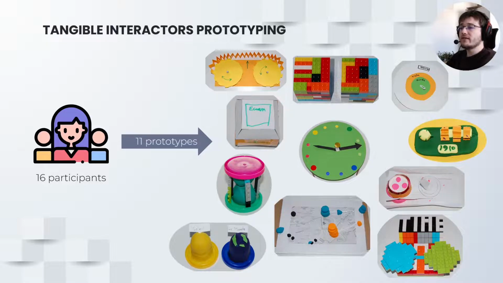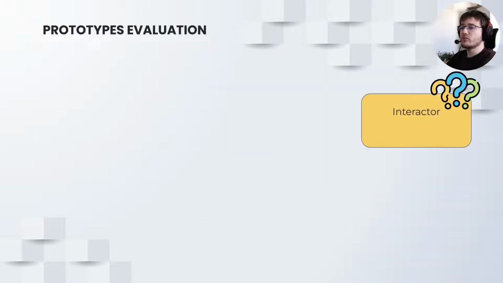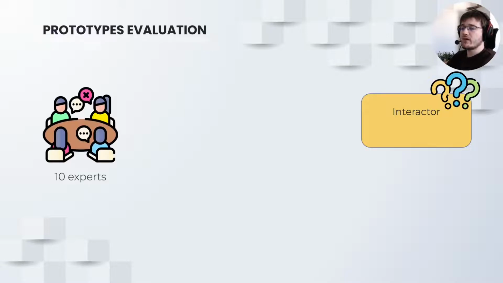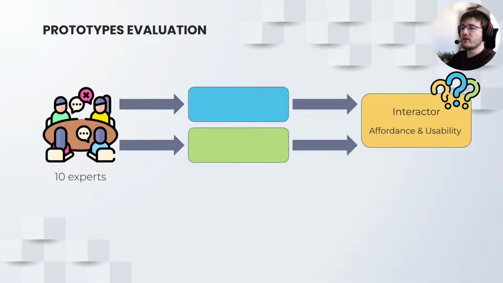In order to identify which interactor from the 11 proposed we should implement, we set up an evaluation involving 10 cultural mediation experts. The experts had to evaluate each prototype according to 2 criteria, affordance and usability. This evaluation was carried out in 2 phases. First, participants had to fill in a questionnaire. We then conducted interviews to gather complementary qualitative data.